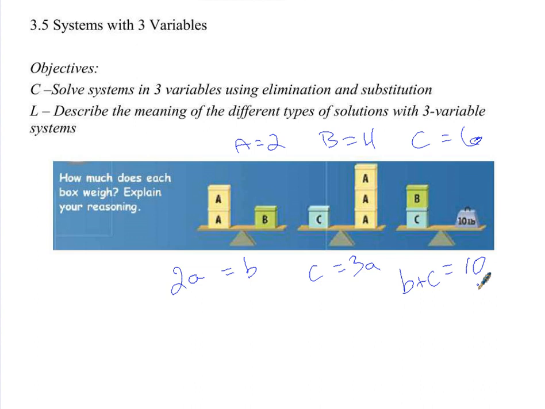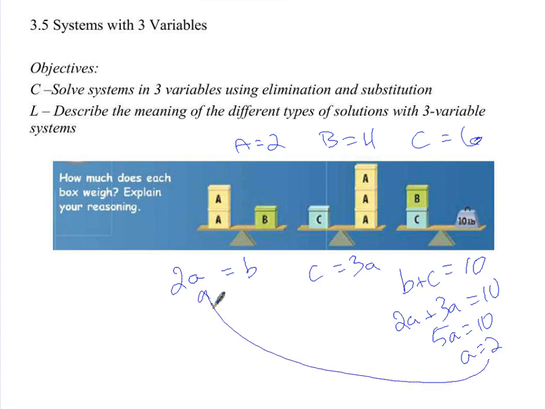So now I can use substitution to solve this system of equations. I know what B is, it's 2A. I know what C is, it's 3A. So if I use those two ideas, B here turns into 2A, plus C here turns into 3A, equals 10. And now we can solve that equation. 5A equals 10, so A equals 2. Now that I have A equals 2, I can substitute that there, and I can substitute that there. That gives me 4 equals B, and C equals 6.